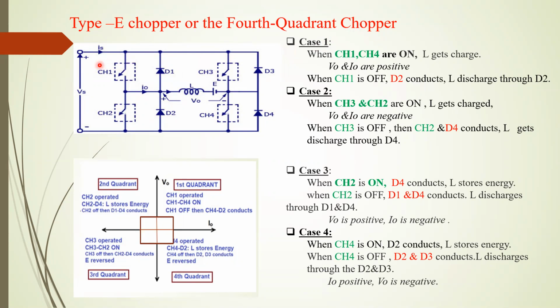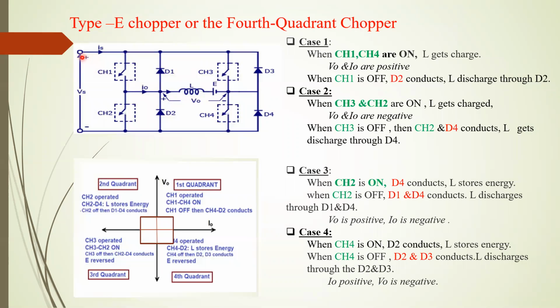The case 1, that means here when chopper 1 and chopper 4 are on. To complete a path, we have to turn on the chopper 1 and the chopper 4. When chopper 1 and chopper 4 are turned on, let us see what happens.